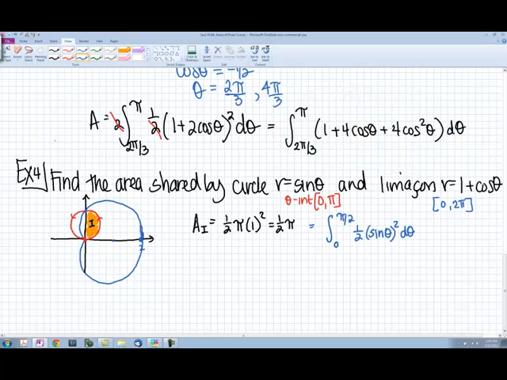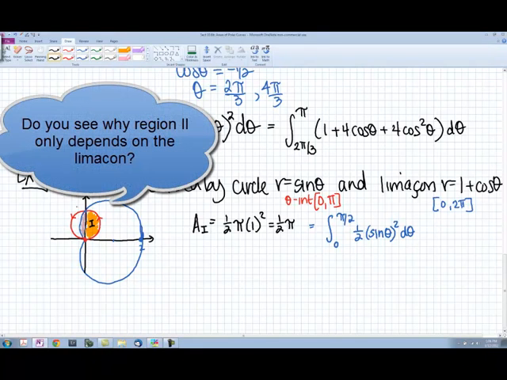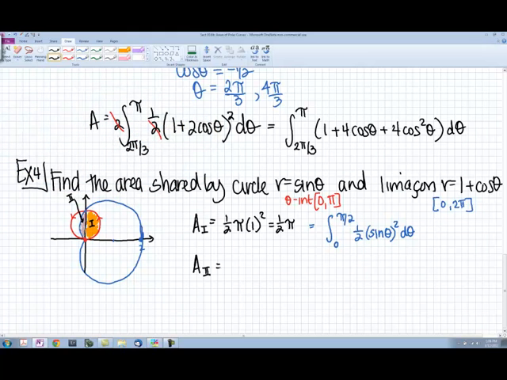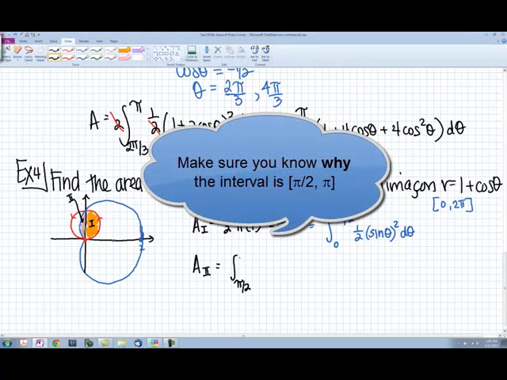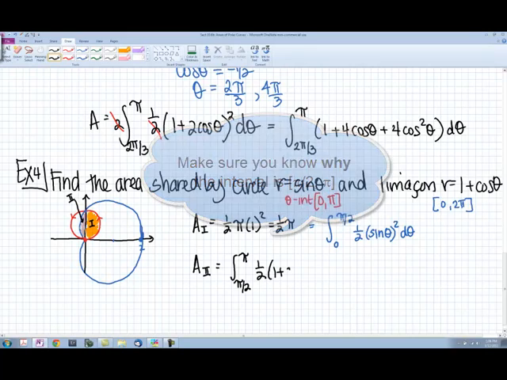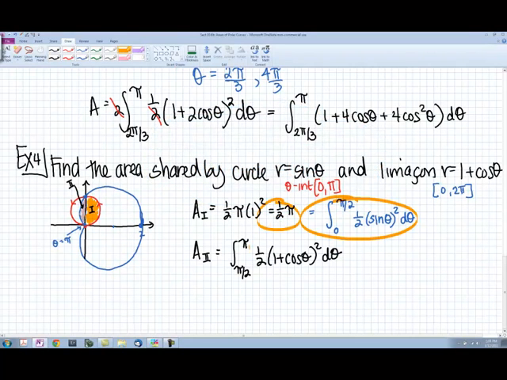Now I need to find the area of region 2. Everything in quadrant 2 only depends on the limacon. The red curve, my circle, does not actually form the boundary for that. So I can set this up as the area equals the integral from pi over 2 to pi of 1/2 r squared d theta. So add them together and that'll give you the area of everything.